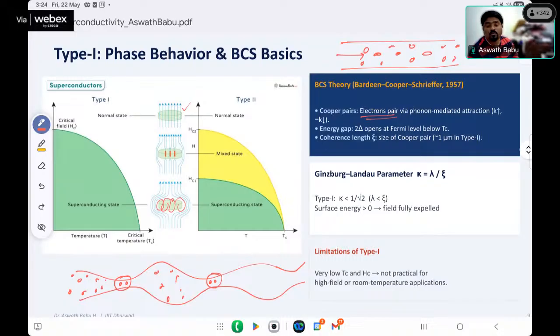together. Now, there exists an energy gap at the Fermi level below a certain threshold temperature.